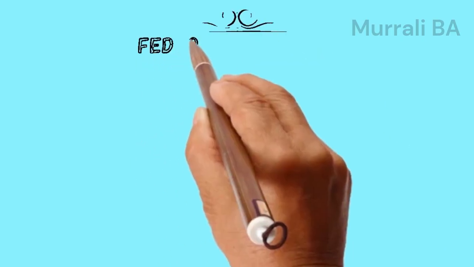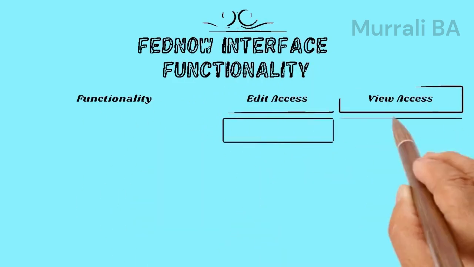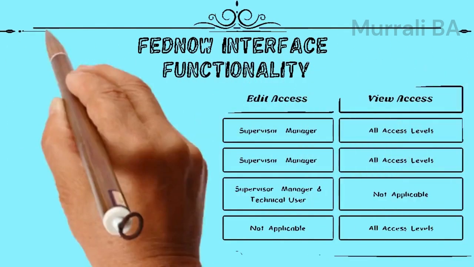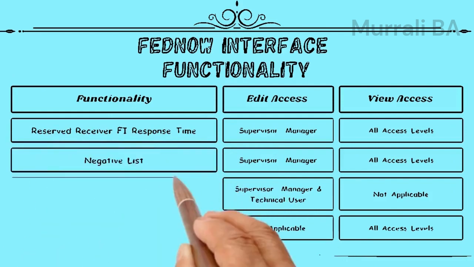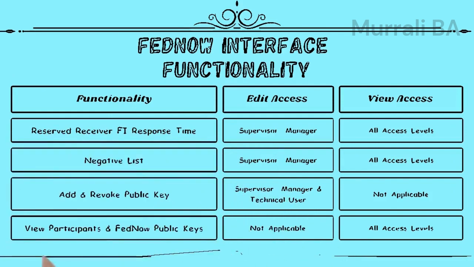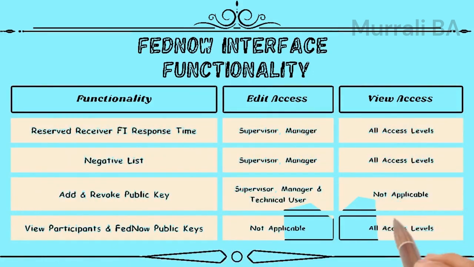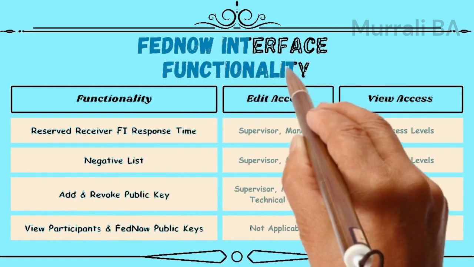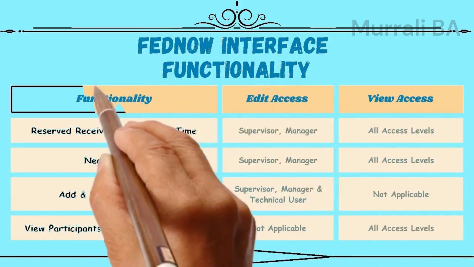Likewise, reserved receiver FI response time, negative list, and add and revoke public key. All these functionalities can be performed by either supervisor or manager. When it involves a key, either revoking or adding a new key, a technical user can do it. And for most other users, it will be view access only. When it comes to view participant and FedNow public keys, no edit access will be provided to any of the bank's users, but all of them can see it.